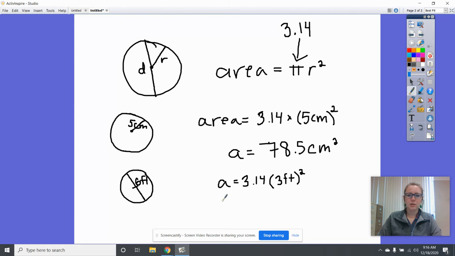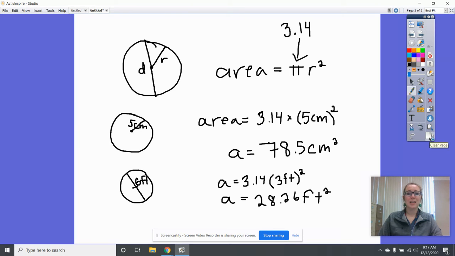And then I have to square that. So the area, again, I'm going to use a calculator for that. 3.14 times 3 squared, that equals 28.26. And when we squared this, we did feet times feet. So our units are feet squared. So that is the formula for the area of a circle. And that's how we use that formula.